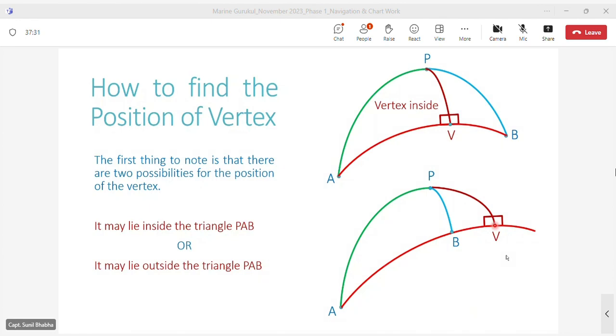This is the second possibility. So depending upon our initial and final positions, there could be these two possibilities. One, the vertex lying inside the triangle PAB, and second, the vertex lying outside the triangle PAB. Now for finding the position of the vertex, we need to find out that in that given question which we are solving, whether the vertex is inside the triangle or the vertex lies outside the triangle. This is the first thing which we need to know. Now let us see how do we find out whether the vertex lies inside or the vertex lies outside.